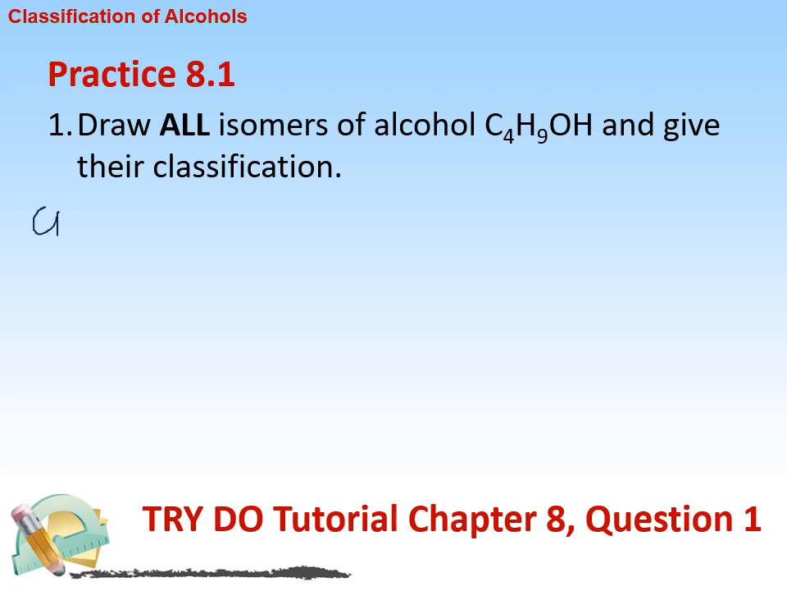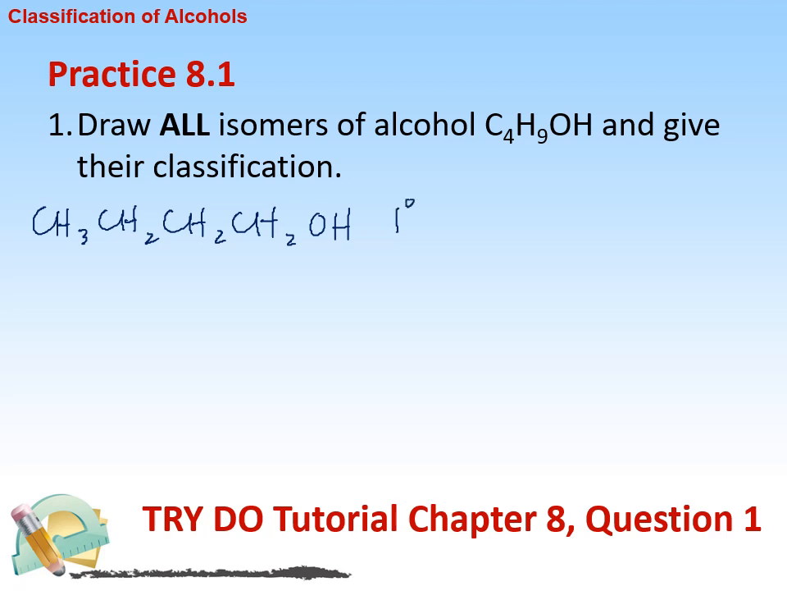The first compound would be a straight chain butanol. Let's draw the 4 carbons here. And this is called 1-butanol. The classification is a primary alcohol.